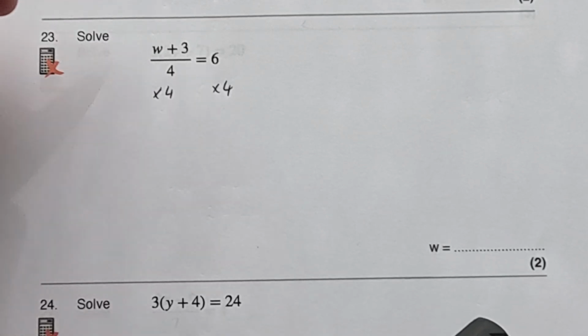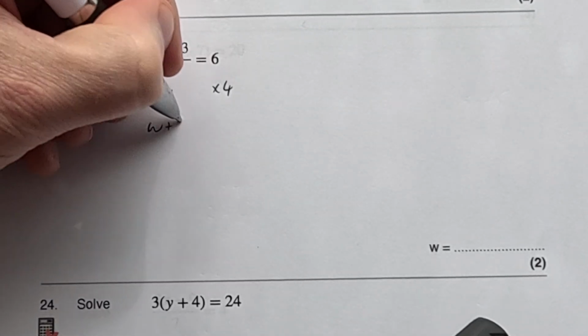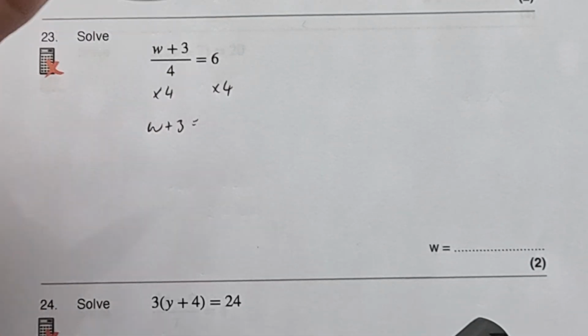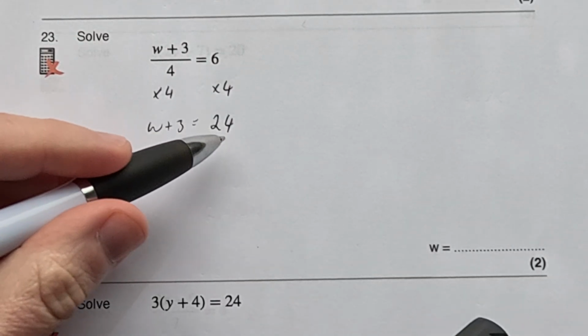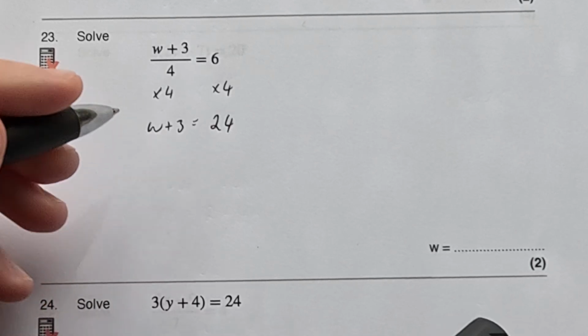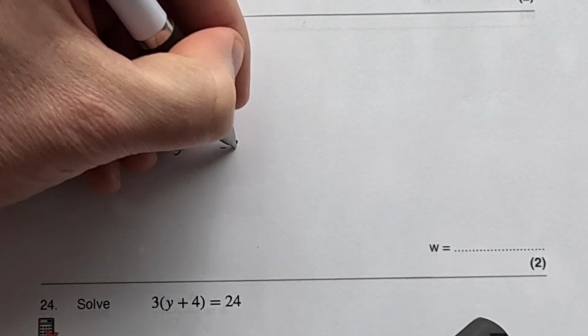So on the left-hand side, we'll be left with w plus 3. And on the right-hand side of the equation, we had 6 times 4, and 6 times 4 is equal to 24. So we've now got that w plus 3 equals 24. Let's take away 3 from both sides of the equation to just leave us with w on the left hand side. So let's take away 3 and take away 3.